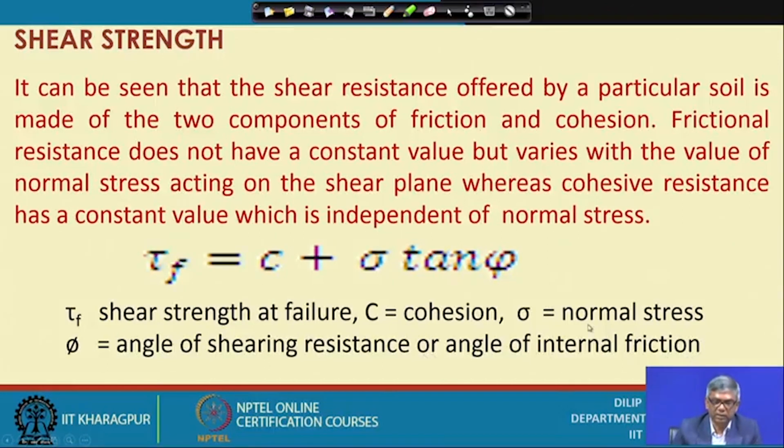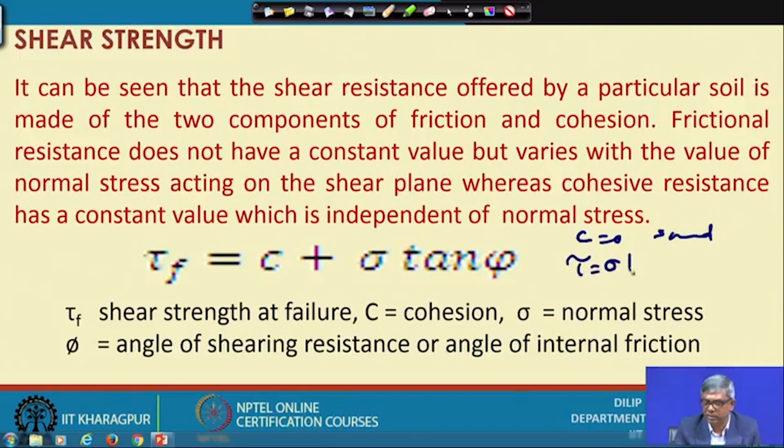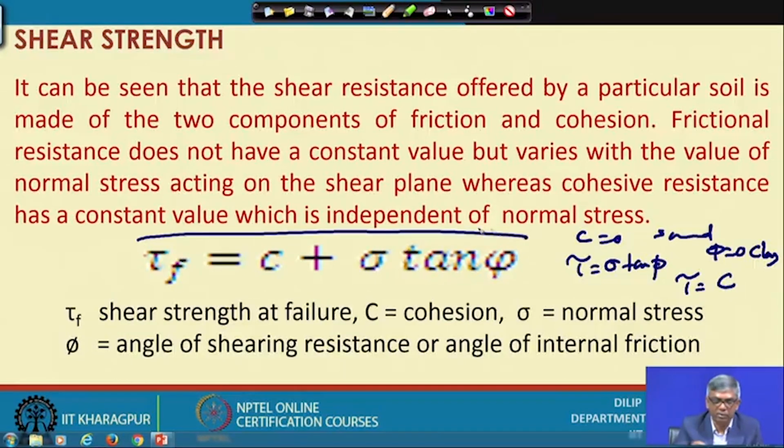So, now there are three typical cases. When a soil has C equal to 0, that is sand, tau will be equal to sigma tan phi. Another soil can have phi equal to 0, that means clay, and for that tau will be equal to C only. If the soil possesses both phi and C, then this is the general equation for shear strength.